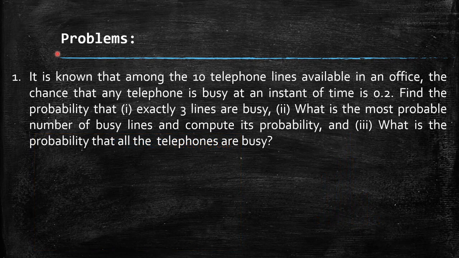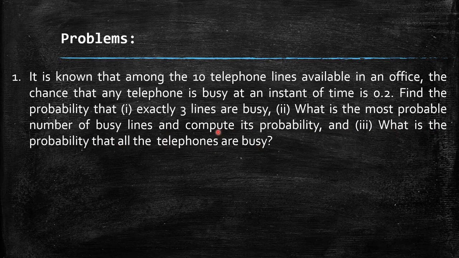We take problems on the binomial distribution. 1. It is known that among the 10 telephone lines available in an office, the chance that any telephone is busy at an instant of time is 0.2. Find the probability that 1, exactly 3 lines are busy. 2. What is the most probable number of busy lines, and compute its probability. And 3. What is the probability that all the telephones are busy.